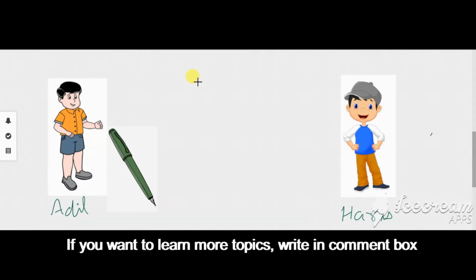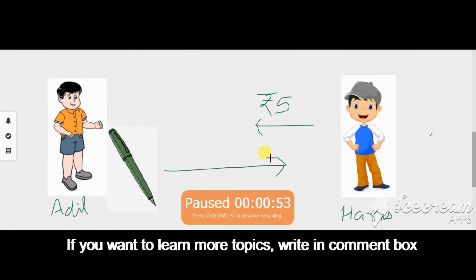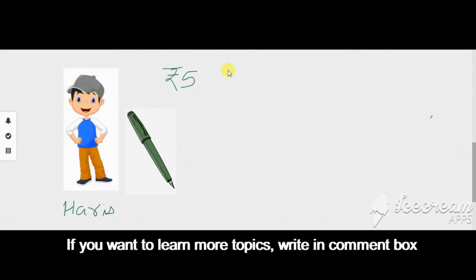Now, Adil is having one pen and Haris wants this pen. He asks Adil to give his pen, but Adil says, I can't give this pen for free. Haris says, okay, I will give you 5 rupees. Adil says, okay, I will give you this pen for 5 rupees. Now Haris has purchased this pen for 5 rupees and he is very happy with it. So the cost price of this pen for Haris is rupees 5.